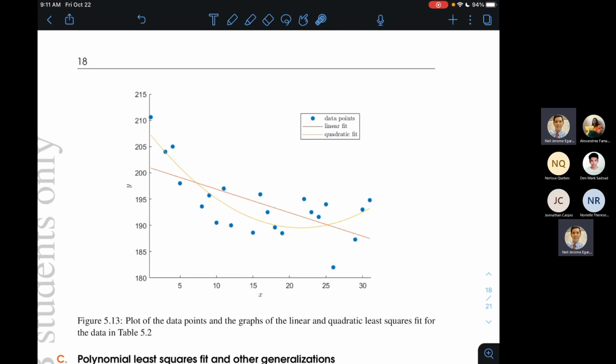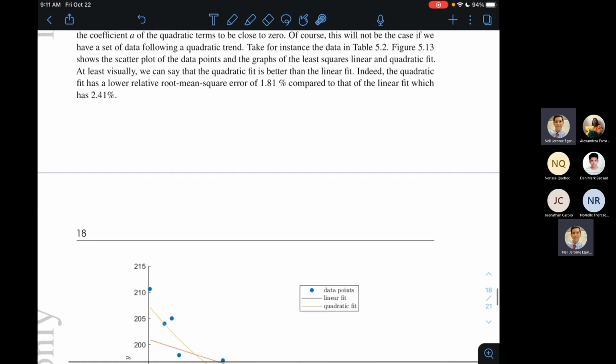Okay? And you will see na, okay, at least visually, hindi tayo makapag-decide kung ano yung mas magandang model, yung bang quadratic o yung linear fit. So to give us a better insight of which did better, computed nyo yung relative root mean square error. Yung relative root mean squared error para sa quadratic fit ay 1.81%. Pag kinompute natin yung para sa linear fit, it's 2.41%.